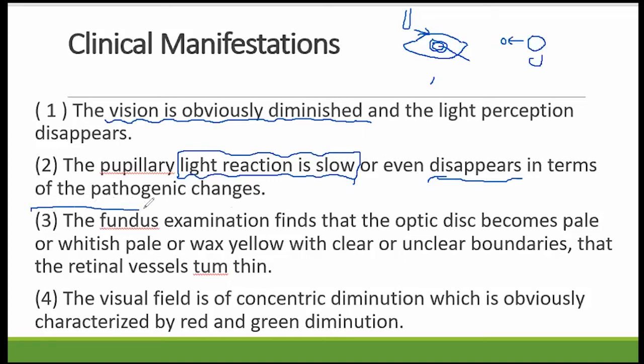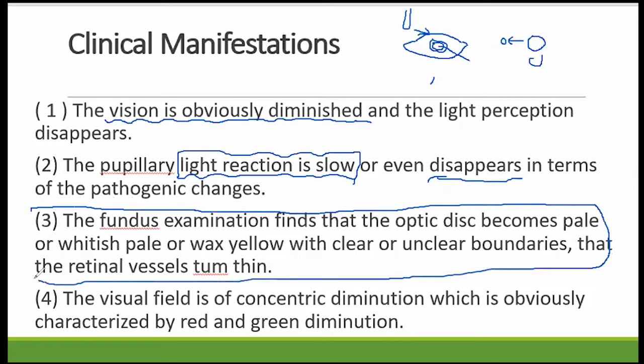Checking inside the eyes, we still need a special kind of scope. Basically we're looking inside the eyes, looking for the optic disc. It goes to a more pale color. That usually happens, but you need to go to an eye specialist. And the visual field will decrease, maybe especially for a special kind of color decrease.